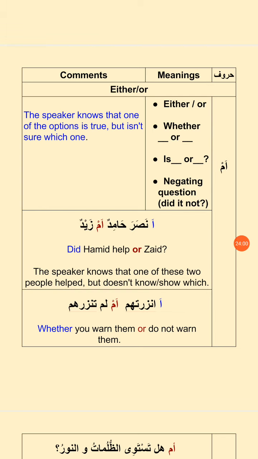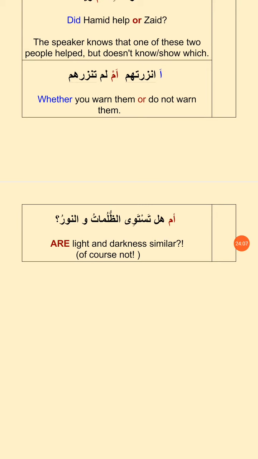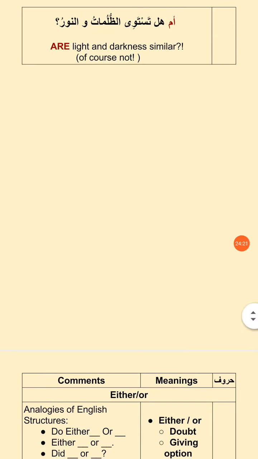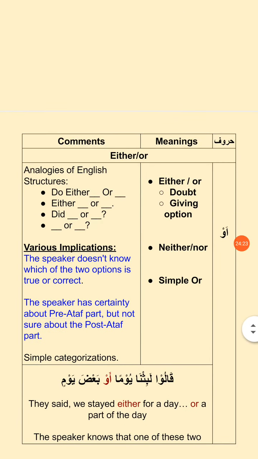Then "hal tastawi zulumatu wan nur": are light and darkness similar? Of course not. This is a kind of rhetorical question. So you are going to spot these things because you know what they mean now. These are just various examples.